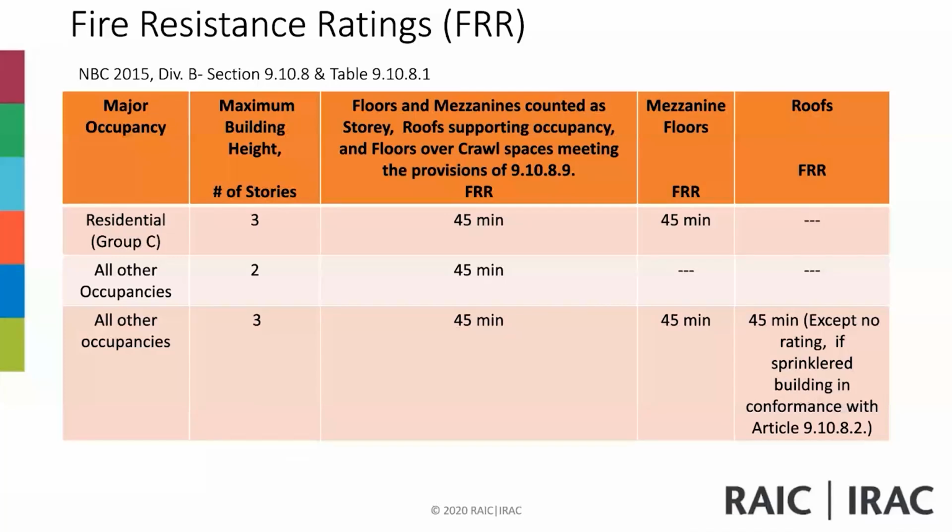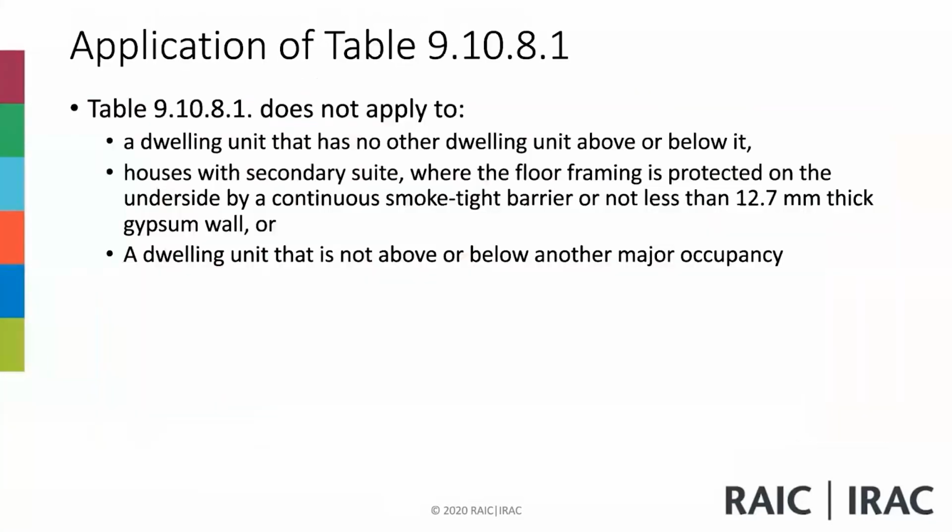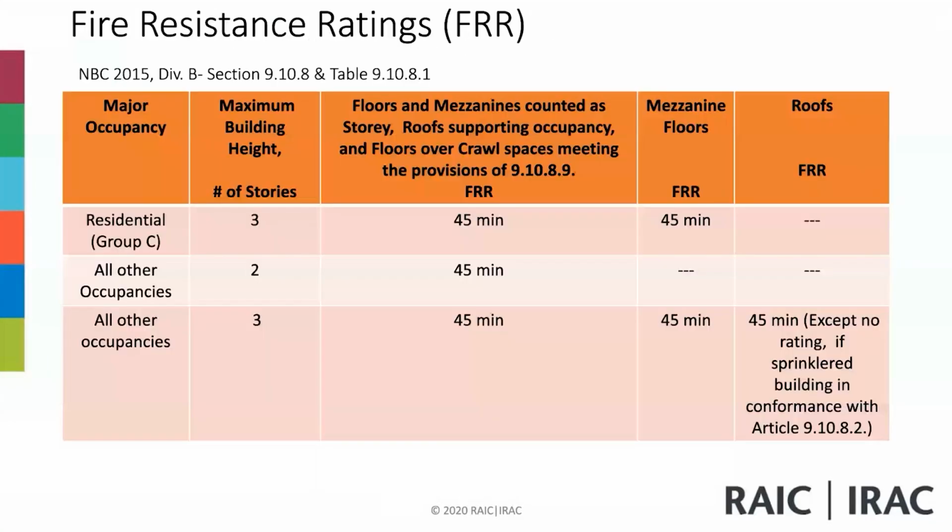For all other occupancies up to two stories, it is 45 minutes for floors, no rating for mezzanines or roof. For all other occupancies up to 3 stories, it is 45 minutes for floors, whether mezzanines are counted as a story or not counted as a story. Except in this case, the roof is also required to be provided with 45 minutes, except that no rating is required if the building is sprinklered in conformance with 9.10.8.2. So what is the condition of crawl spaces in 9.10.8.9? Let's take a look at 9.10.8.9.